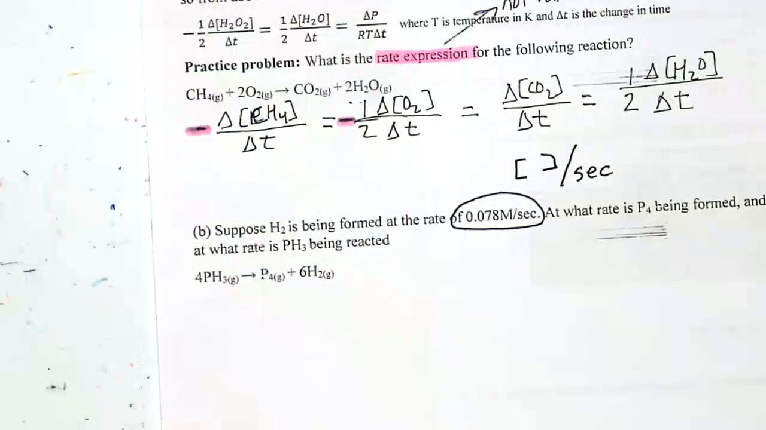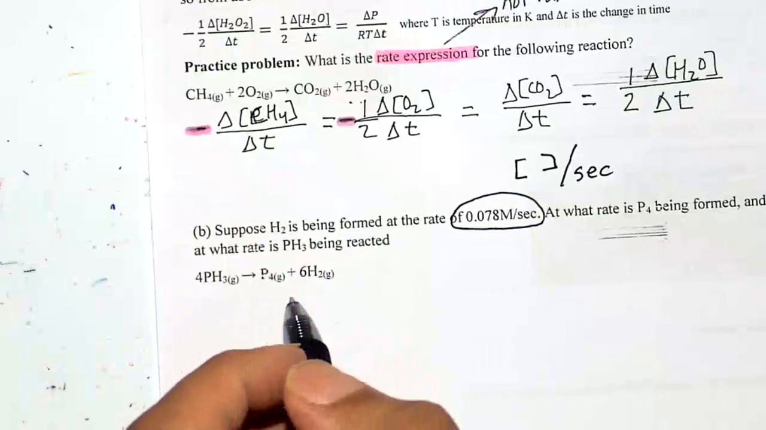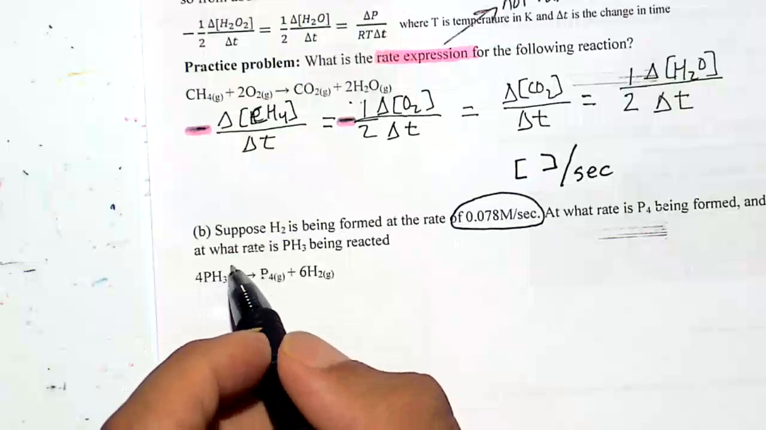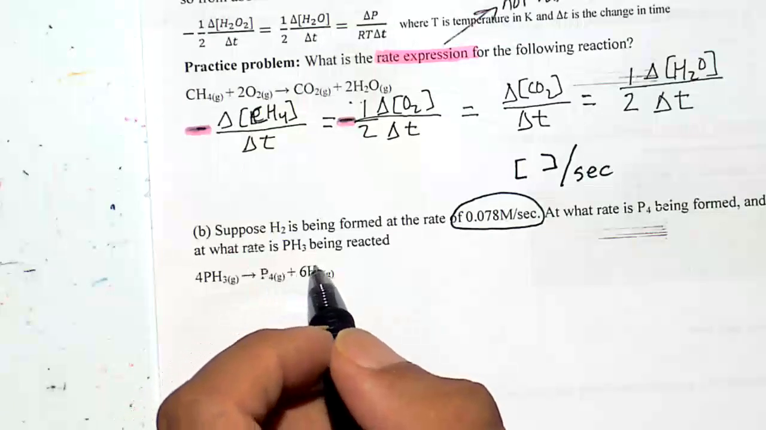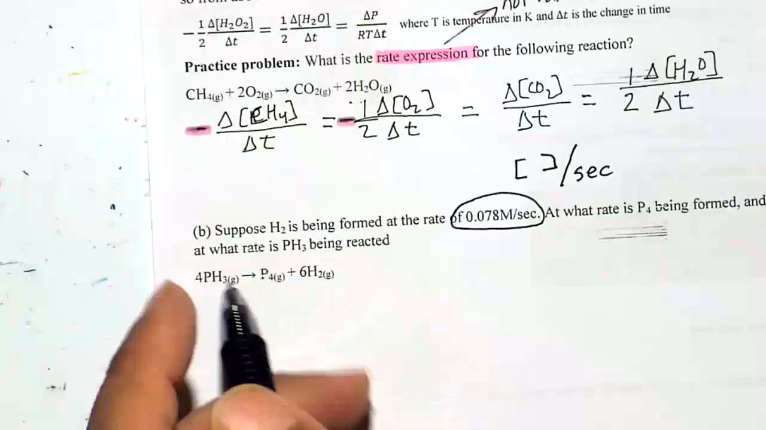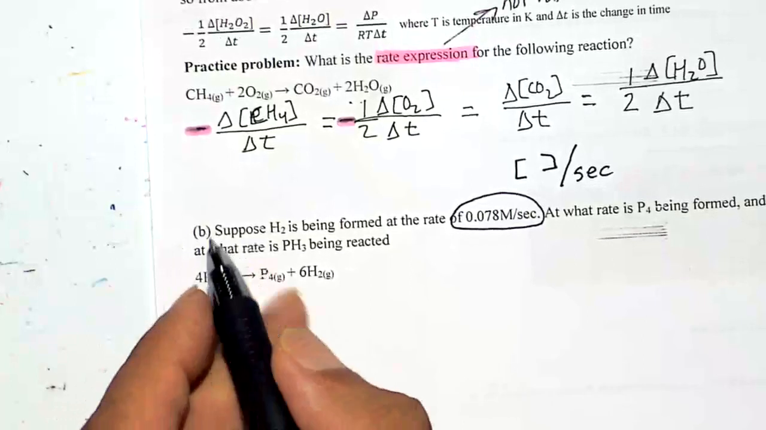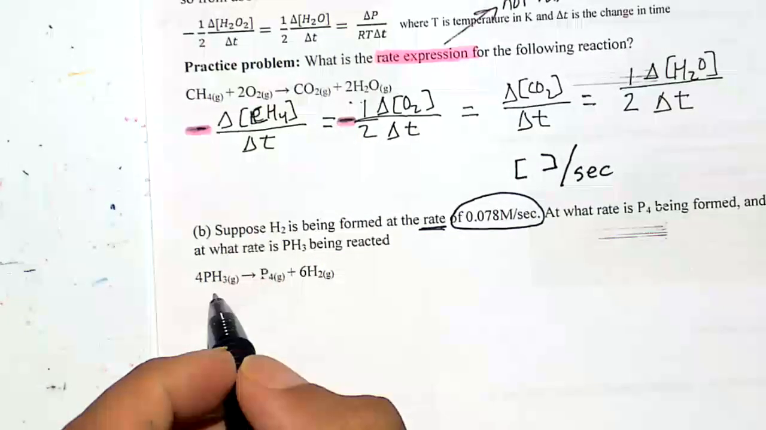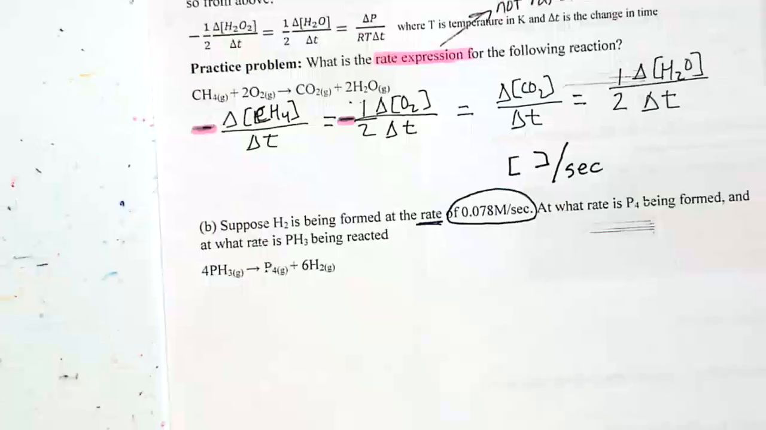How fast? Not miles per hour. Okay, concentration over time. At what rate is P4 being formed? At what rate is PH3 being reacted? Okay, so let's first write the rate expression here. It's formed at this rate. Let's first write the rate expression.